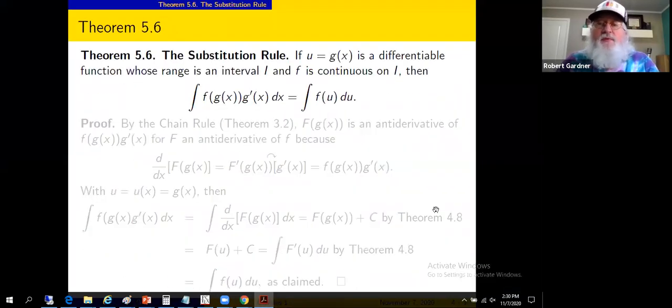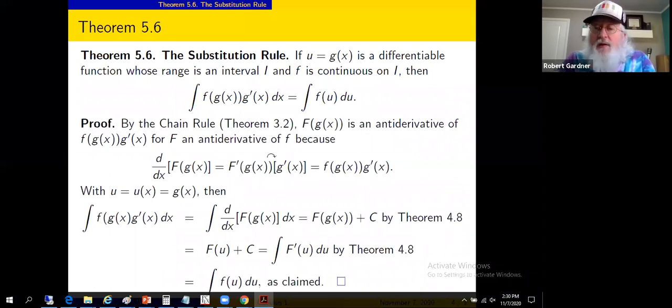Let's go through a proof of this. It's just barely over a slide long. It's the chain rule backwards. So the claim is the integral of f of g of x times g prime of x can be written as this type of integral.